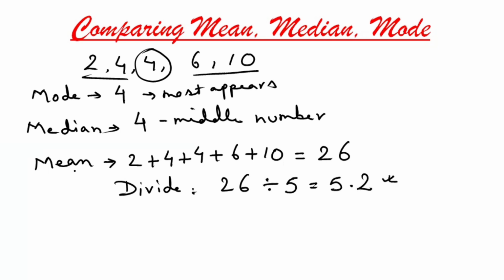Mode is what appears the most, median is the middle number, and the mean is the fair share. We have to add all of these, then divide by the total count of numbers given in the data.